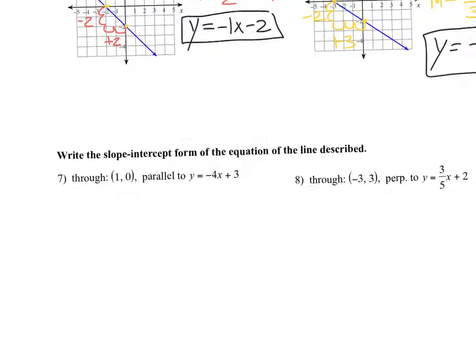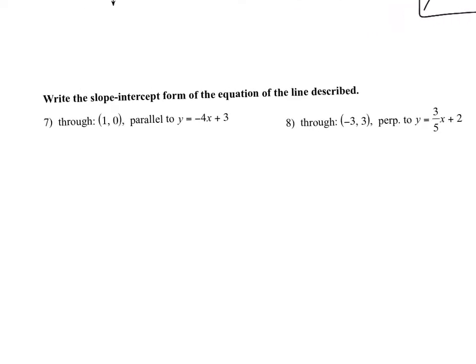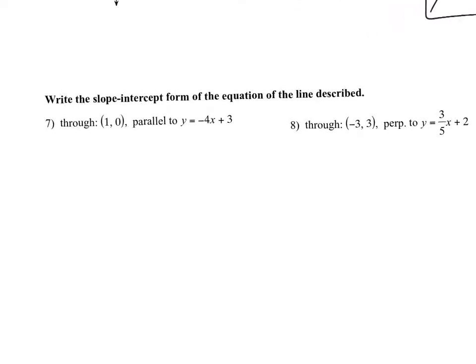Okay, last one. Write the slope-intercept form of the equation of the line described. Okay, so it goes through this point, so I'm going to do it like the other one. There's my x, there's my y. This time they don't give me the slope, but they say it's parallel to this one. Parallel means they have the same slope. We learned that in a previous lesson. So there's my slope. There's my m.